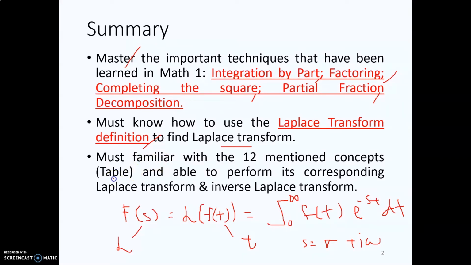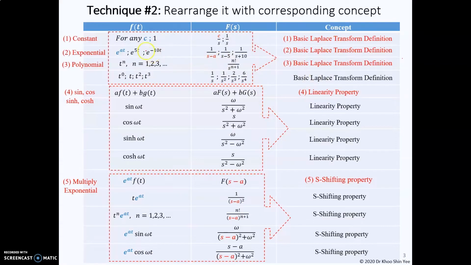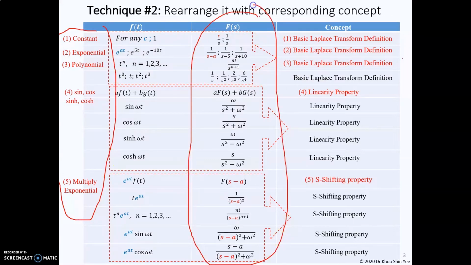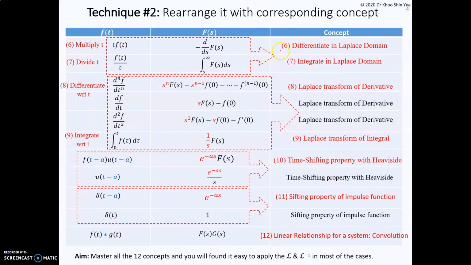You must also be familiar with the table and the corresponding concepts in order to perform the Laplace transform and also the inverse Laplace transform. So this is the first part of the table, where you transform the f(t) to this function, and then you get the F(s) here. So this is the corresponding concept. This is the second part of the table, and if you master all the concepts, in total you have 12, and you will find that it will be easy for you to apply Laplace transform and inverse Laplace transform in most of the cases.